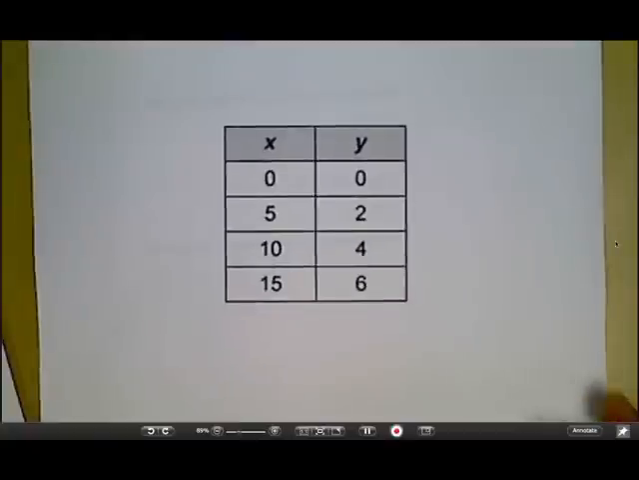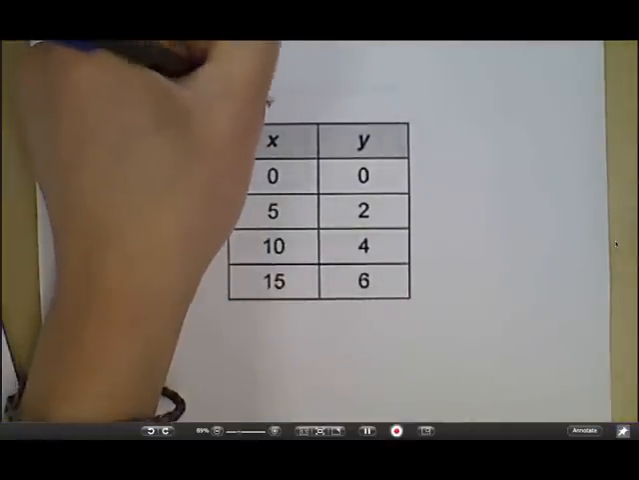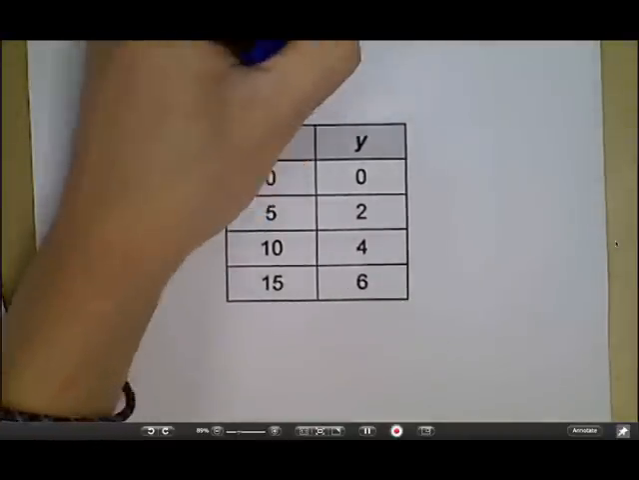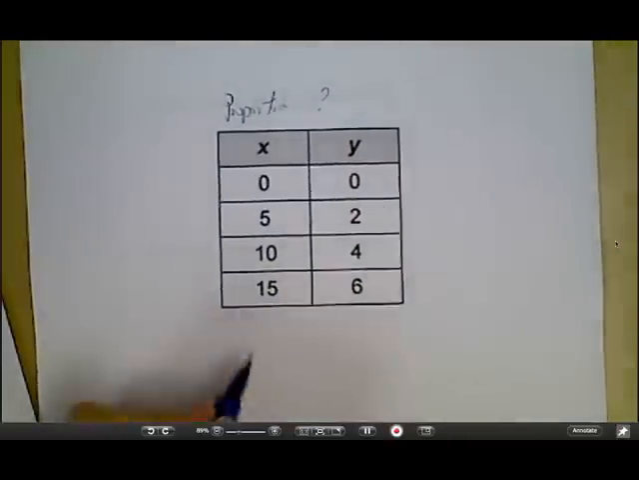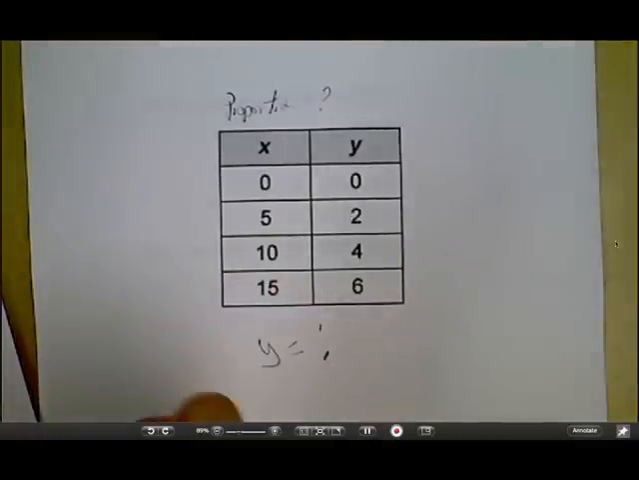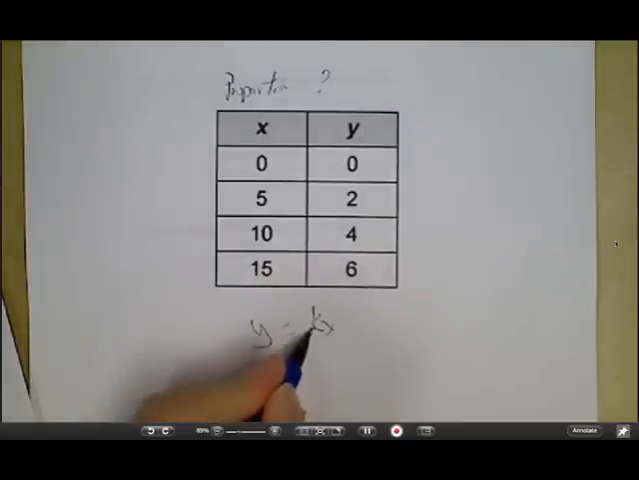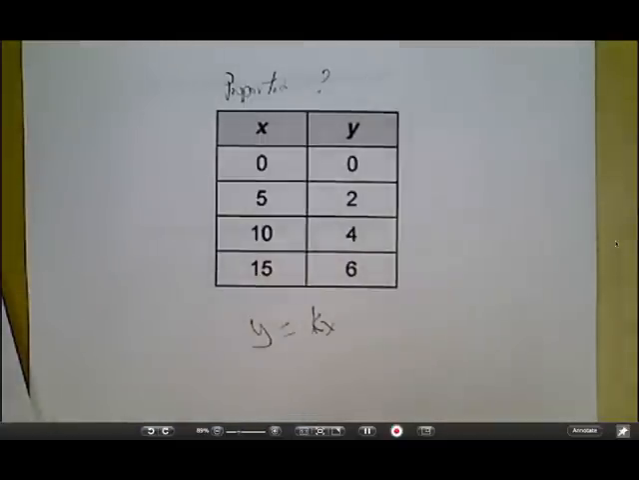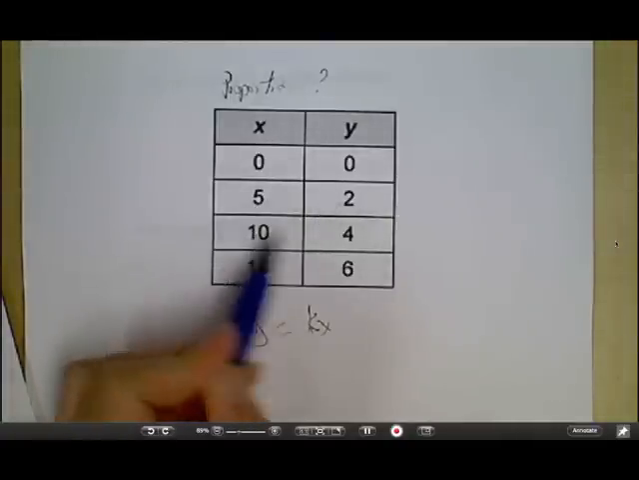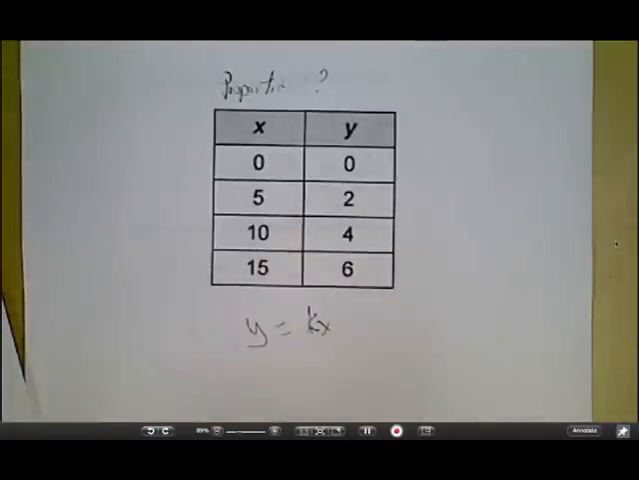This one is kind of similar to the last one. Does this represent a proportional relationship? Proportional or not? Well, the first thing we need to do is, here's y, here's k, so I know that y is equal to k times x. In other words, I'm going to have something multiplied by my constant to see if it works. If you don't want to do the slope for this one, you can figure out what times 5 equals 2, what times 10 equals 4, what times 15 equals 6. Sometimes that's easy to do, but this one isn't going to be nice and neat.